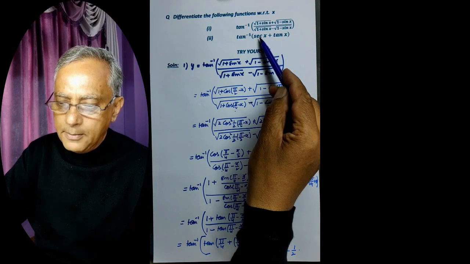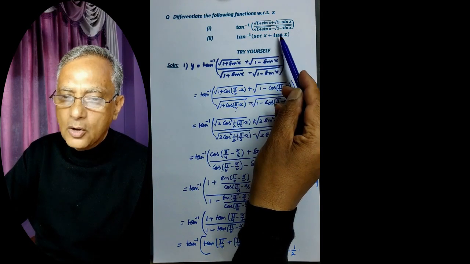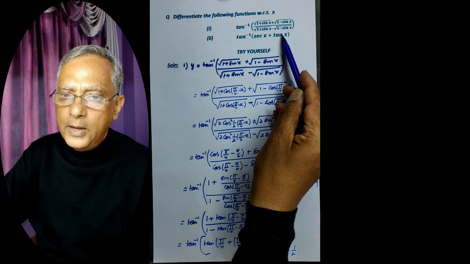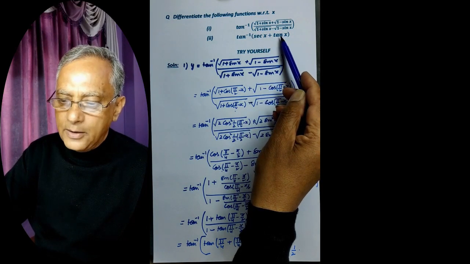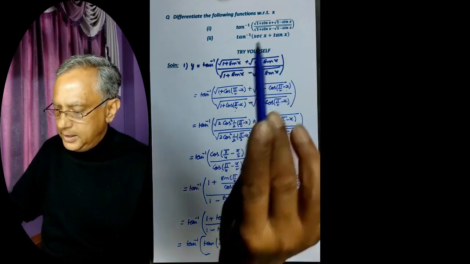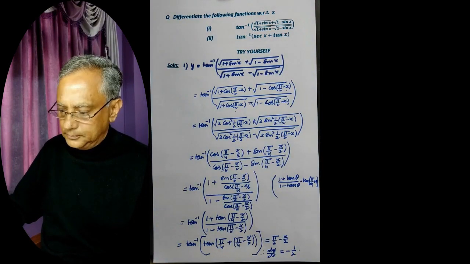Change this into cos. 1 by cos, this will be sine over cos. So what we will get after taking the LCM? 1 plus sine x over cos x. And 1 plus sine x can be changed into this form and you can solve the question.